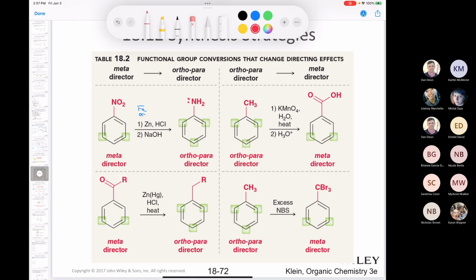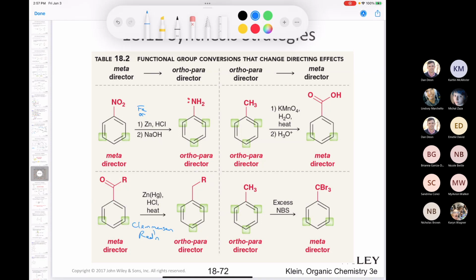Okay. What else? If you did a Friedel-Crafts acylation, you have an acyl group. Well, that's a meta-director. You could do a Clemmensen reduction. So again, this is the Clemmensen reduction, so we'll put here reduction. And then you end up with an alkyl group, which is an ortho-para-director.